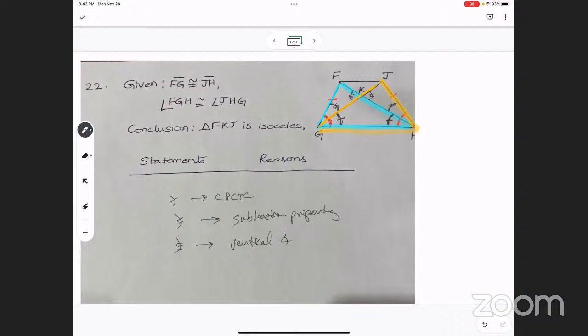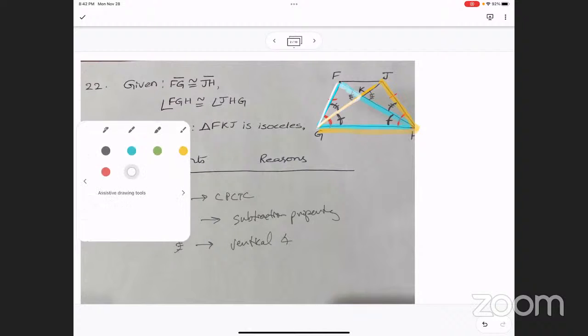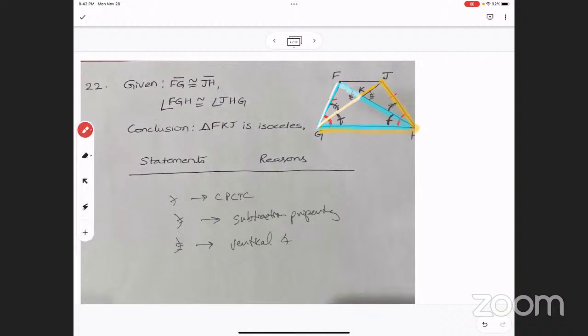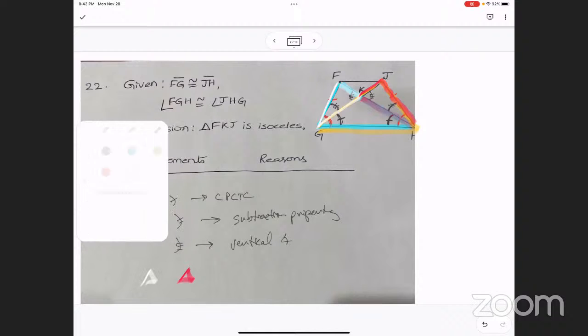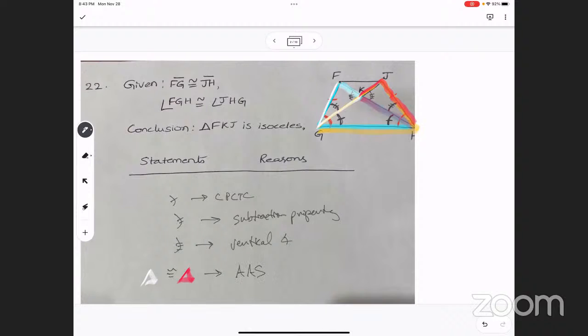Got it? Yeah. So now I have that these two triangles, I'm going to change the color on my pen here. This white triangle is congruent to this red triangle. Yeah. By what? Do you see how I have angle, angle, side? Oh yeah, angle, angle, side. By angle, angle, side there.